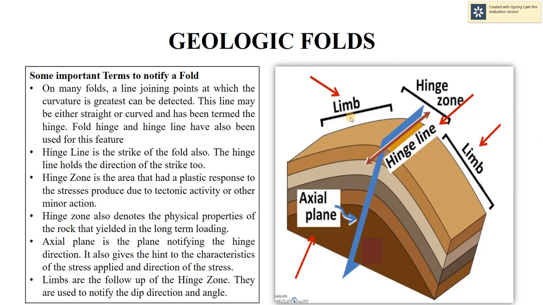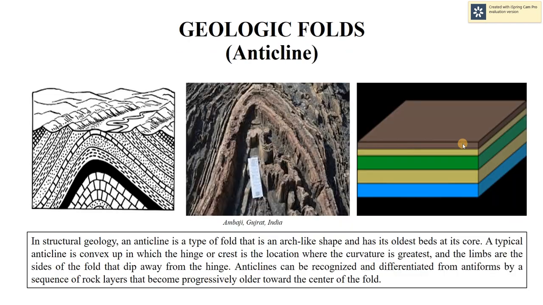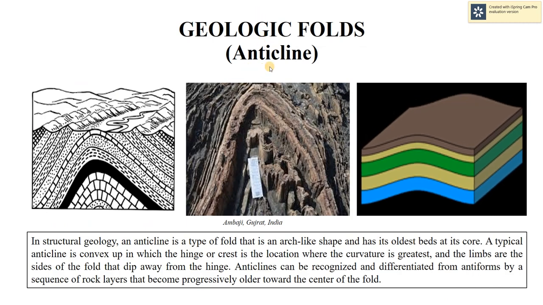And next, the last is the limb. The limb is the flank of the fold, just like a hand. So if there's a head over here, the hands are like this. So these are the limbs of the geologic folds. Now the first type of geologic fold that we'll study is the anticline.